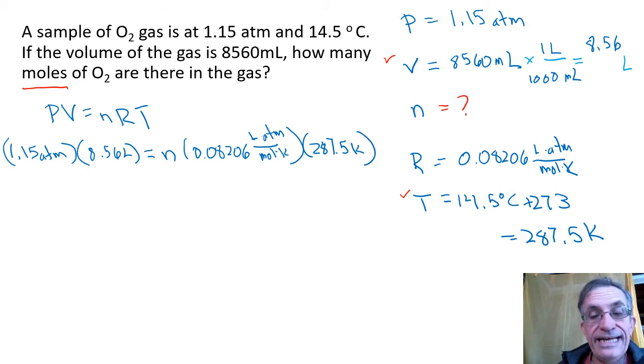We just have to solve for n. So now you have to do a little rearranging. You basically need to move the 0.08206 and the 287.5. You have to move these two numbers to the other side because you're trying to get n by itself. So the way you do that, if you're trying to get n all alone on the left side, you divide by them. So let's go ahead and do that.